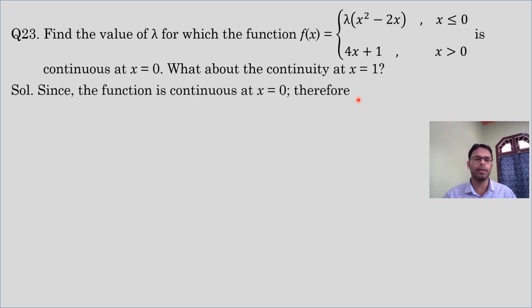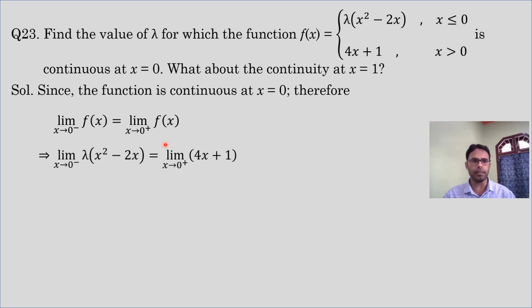So you see here, since the function is continuous at x equal to 0, therefore limit x tends to 0 minus f(x) equals limit x tends to 0 plus f(x). For 0 minus, meaning x less than 0, f(x) is lambda x square minus 2x. And for x greater than 0, f(x) is equal to 4x plus 1, and we should replace it here. Then just converting the limit in terms of h, and that is very simple.